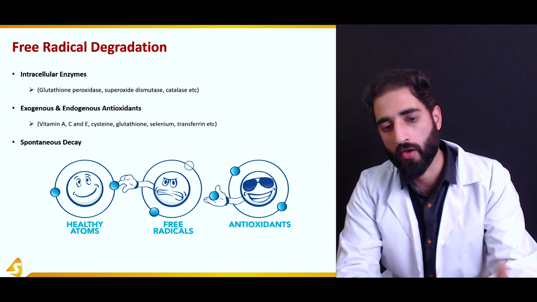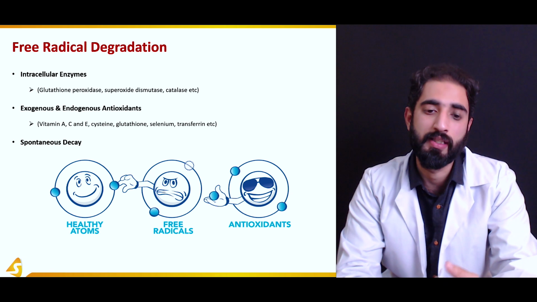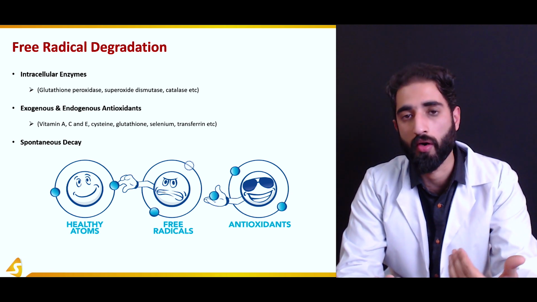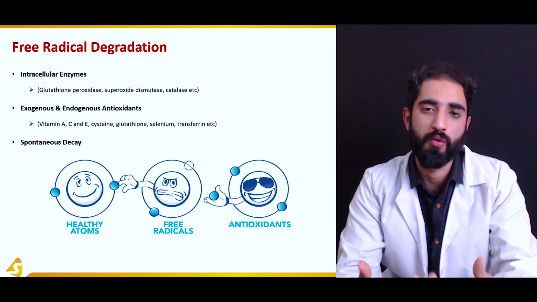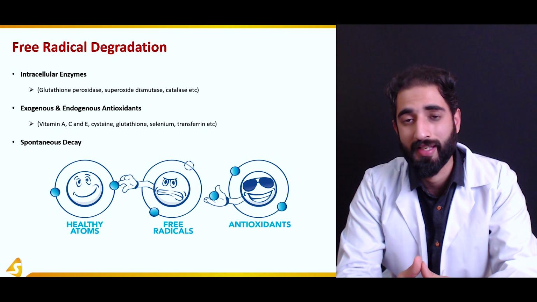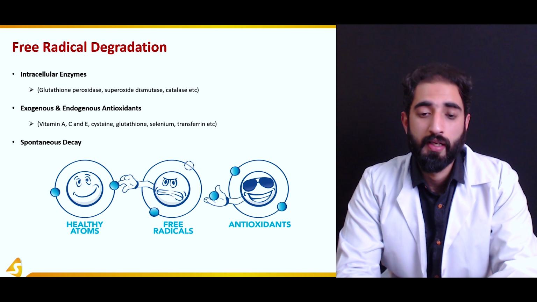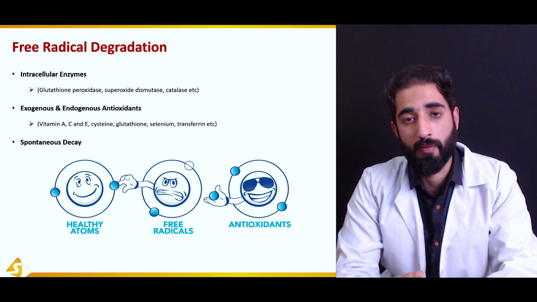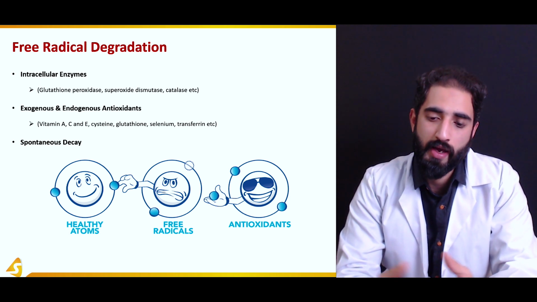On the other hand, we have exogenous and endogenous antioxidants such as vitamin A, vitamin C, and vitamin E. That is why vitamins are a very important part of our diet, and they should be taken in our daily or regular diet, because they have a very important role in the degradation of free radicals. And then we have cysteine, glutathione, selenium, and transferrin. So all of these actually behave as antioxidants.